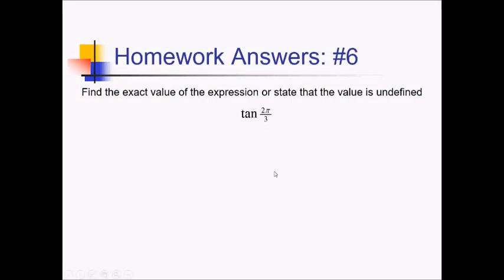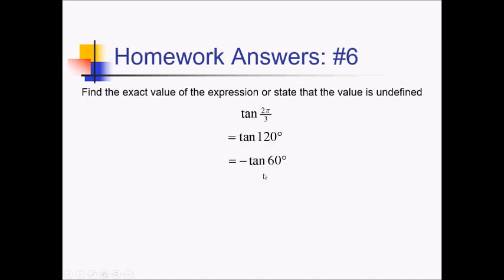For this problem, let's begin by converting this into degrees. So we have 180 divided by 3 is going to be 60, times 2 is 120 degrees. Now 120, that's 60 degrees away from the 180 line, and tangent, the slope of the angle, is negative in quadrant 2, so I can rewrite this as negative tangent of 60 degrees.